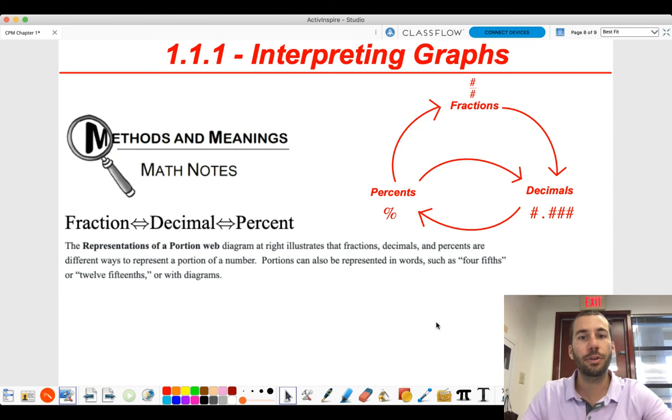All right, this is the third and final piece of 1.1.1, and this is actually sort of just a review of things that you've seen in previous classes and previous years. We're going to shift gears a little bit, get away from graphs. We're going to talk about fractions, decimals, and percentages, which are all just different ways of representing values.